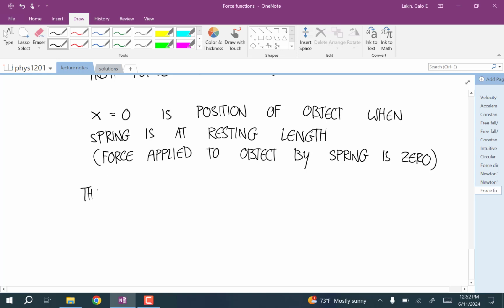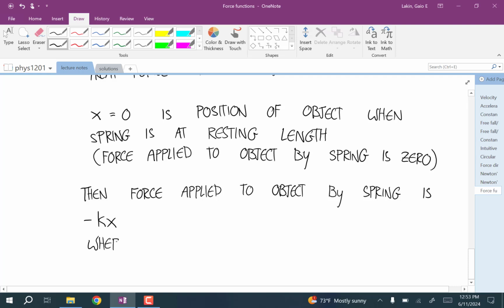So if you have this meaning for x, then the force applied by the spring to the object is negative kx, where k is the spring stiffness, or people sometimes call it the spring constant. It's the one constant you need to define a spring.